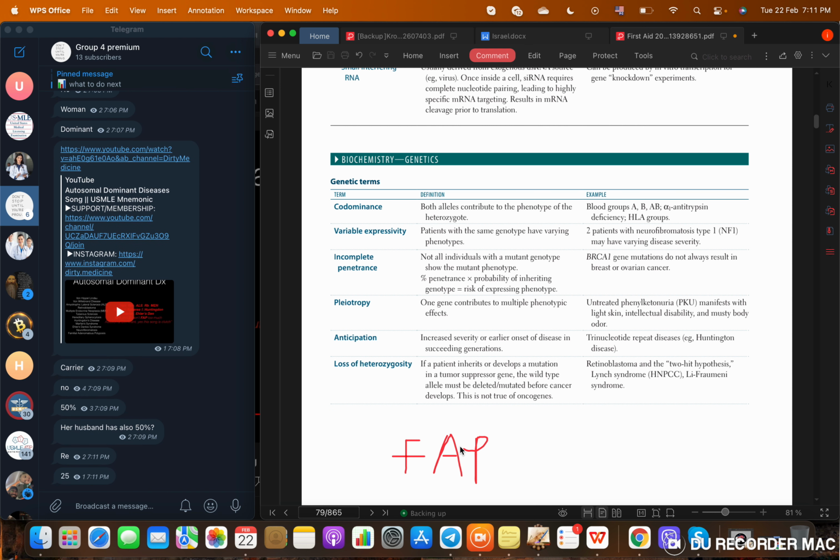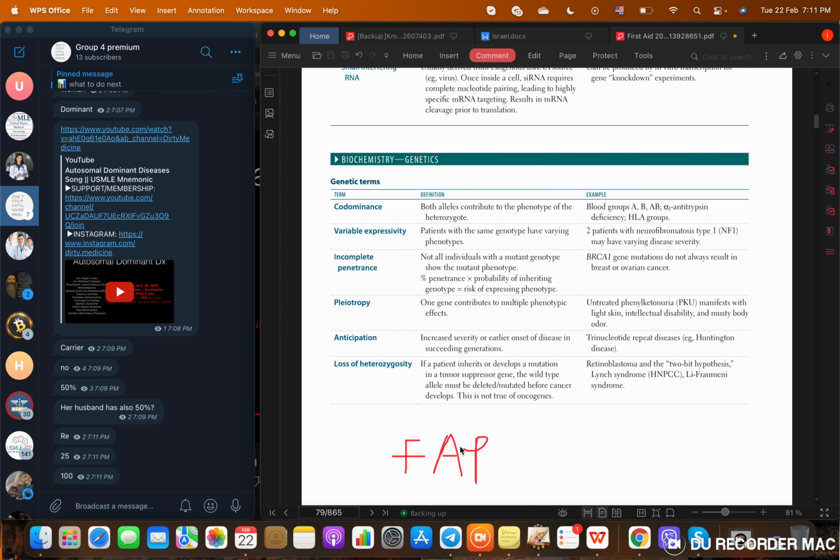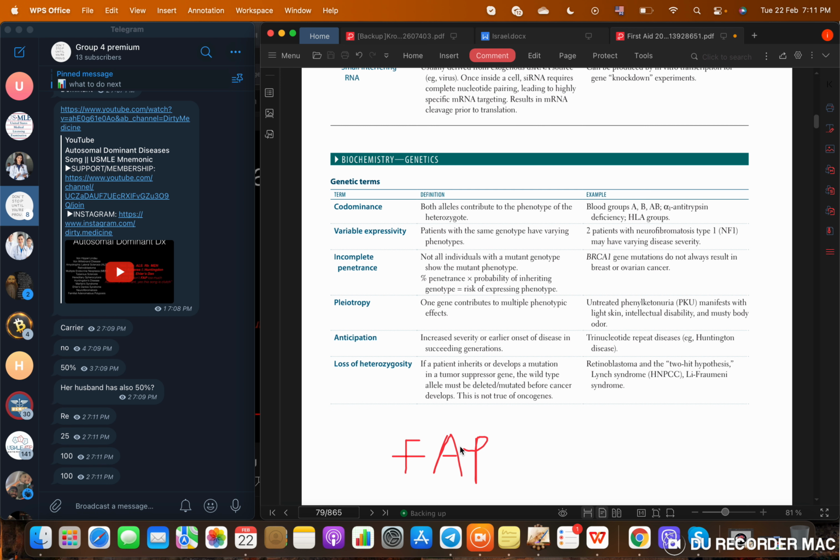50% is the chance of giving it to, no, familial adenomatous polyposis is an autosomal dominant disease. But the chance of transmitting it is 50%, yes. But I'm saying if the patient actually has the mutation, what is the chance he's going to develop symptoms and cancer? The answer is 100%. You are right. It's 100%. That's why we do a procedure called prophylactic. What do we do on this patient? We remove his colon, right? Prophylactically. Okay.